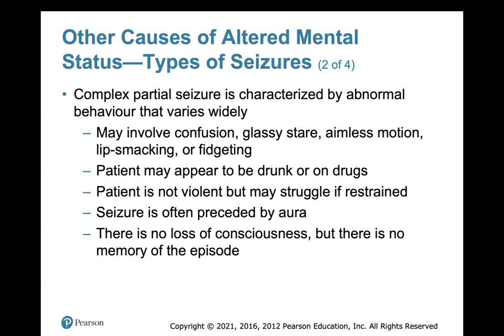Complex partial seizures are usually characterized by abnormal behavior. So it may involve confusion, glassy stare, aimless motion, fidgeting. Patient may appear to be drunk. Usually, this is preceded by an aura. Patients aren't usually violent. They may struggle against you if you try to hold them. There's usually no loss of consciousness, but there's also usually no memory of the episode.